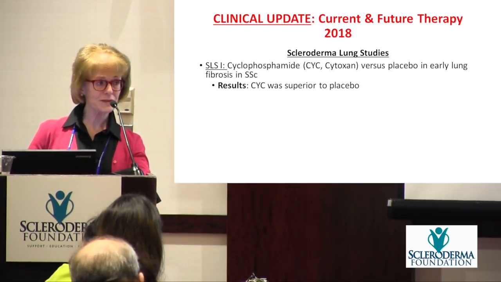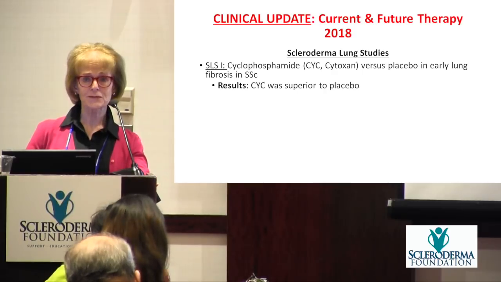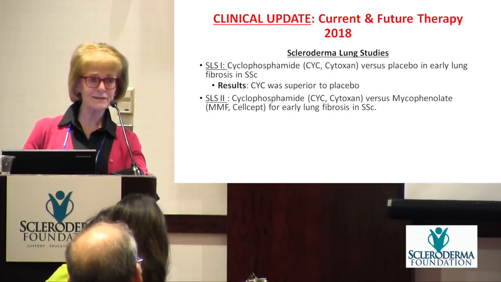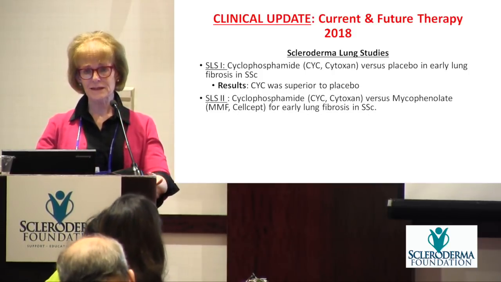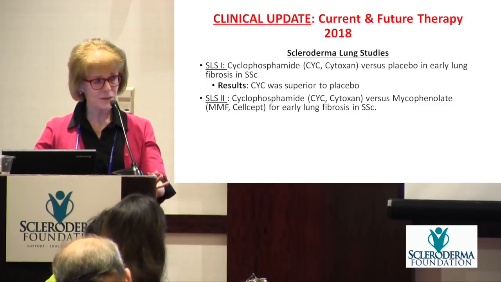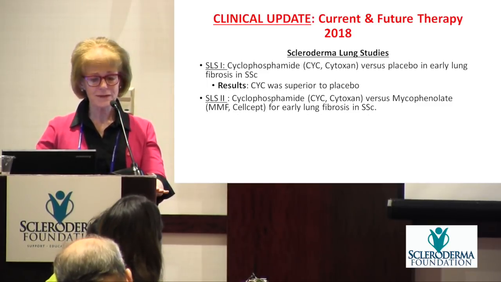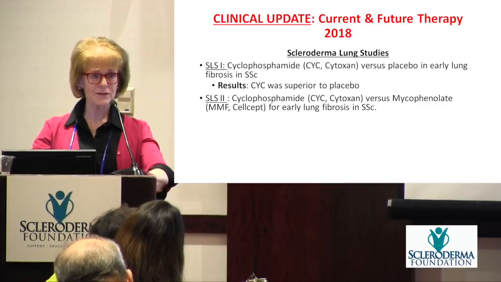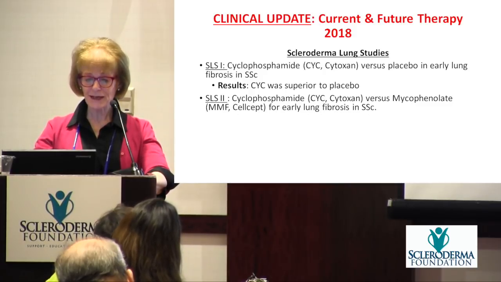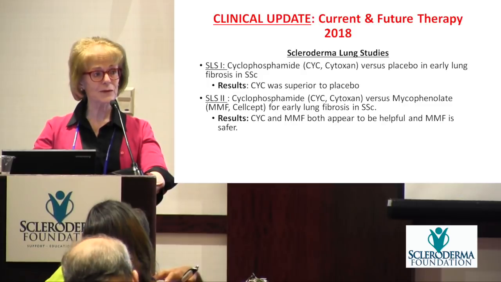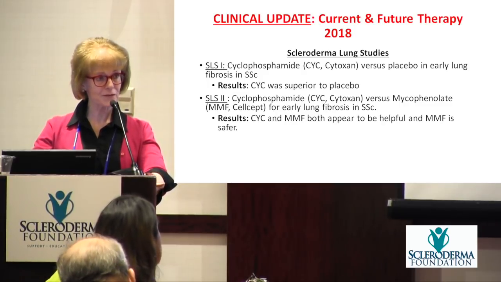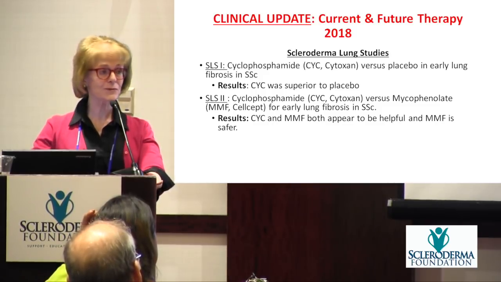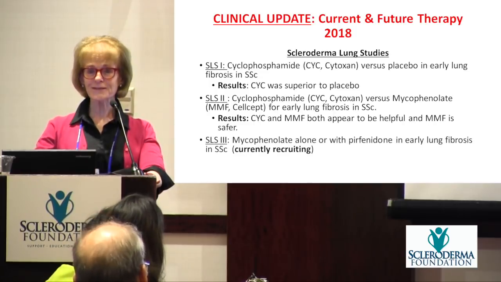Cytoxan was better than placebo, which was great because in all those other trials I mentioned, most of the other ones, there was no difference compared to placebo. So, of course, that led us to try to find a medicine that was safer than Cytoxan, but was still effective. That was SLS-2, which looked at cyclophosphamide, daily oral pills, versus mycophenolate, also known as Cellcept, and that turned out to be positive from the point of view that both were effective, and mycophenolate was safer. So we got the results we were hoping for, which of course led to SLS-3.